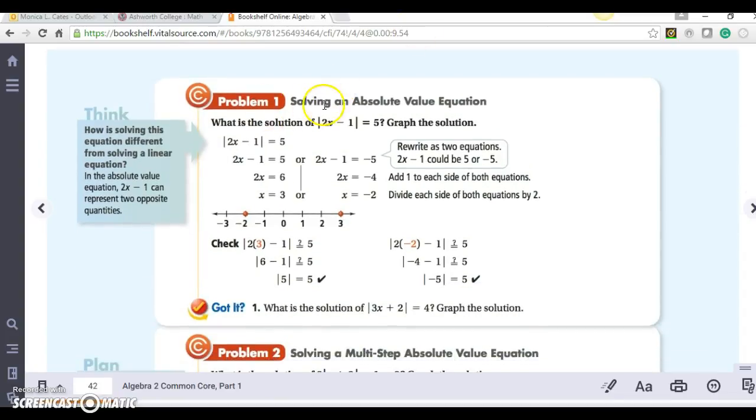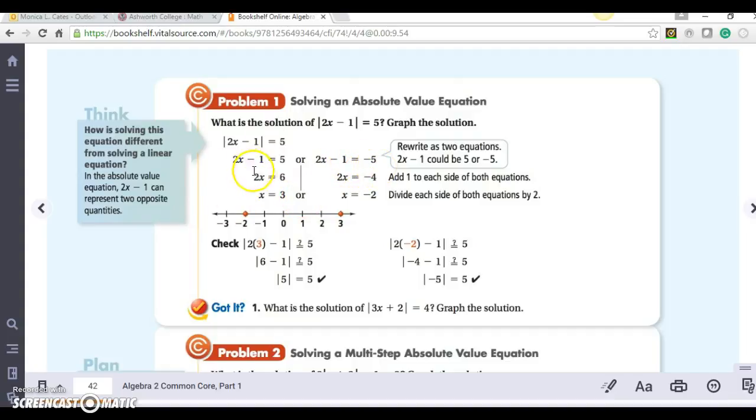So let's look at the first example, problem number 1. It says, what is the solution for |2x - 1| = 5? Graph the solution. So I have |2x - 1| = 5. Well, I have to take into consideration that this can be a +5 or a -5. So I have 2x - 1 = 5, or 2x - 1 = -5.